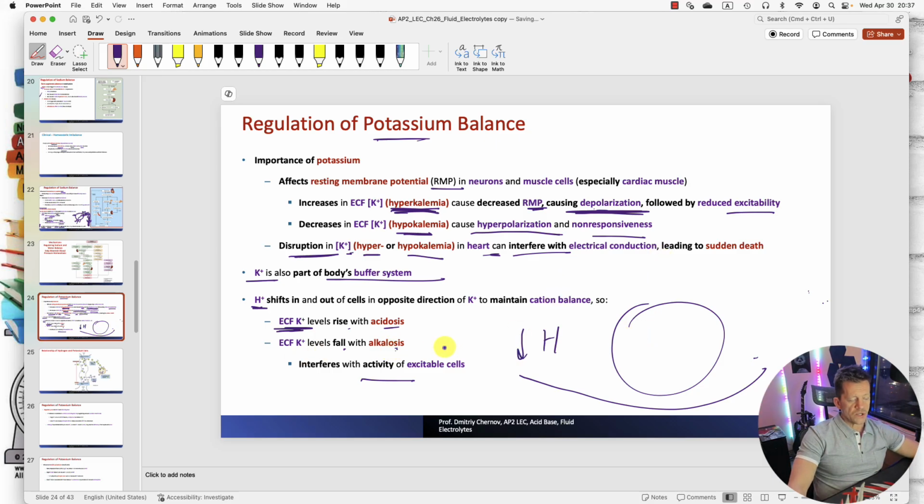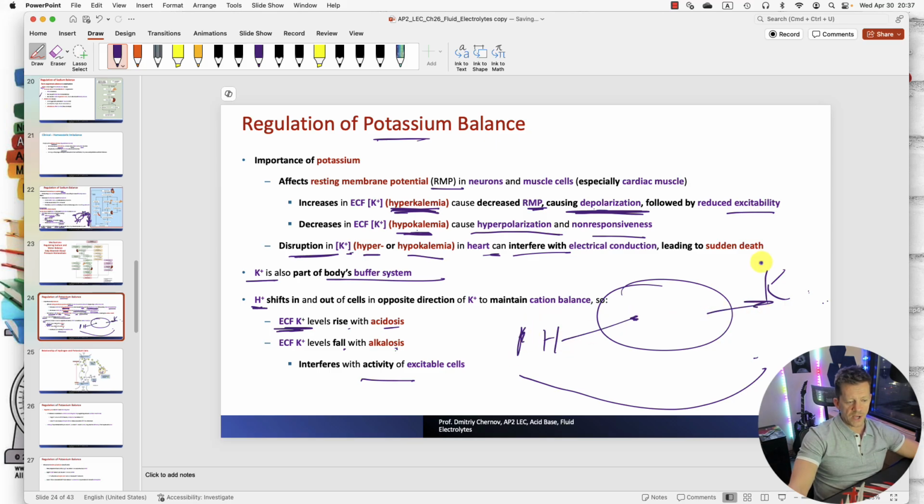So with alkalosis, extracellular potassium falls. That's hypokalemia. But you see how it's all interrelated one with another? If one leaves, another enters. In hyperkalemia, if there's high potassium, why is it high? Because of acidosis, hydrogen enters, so it pushes out potassium. Now there's more potassium, and this potassium tries to go back, and that leads to depolarization.